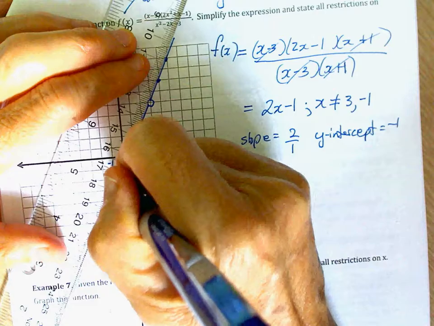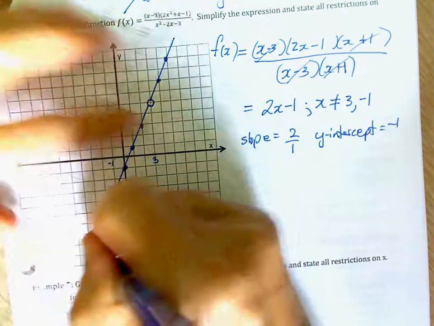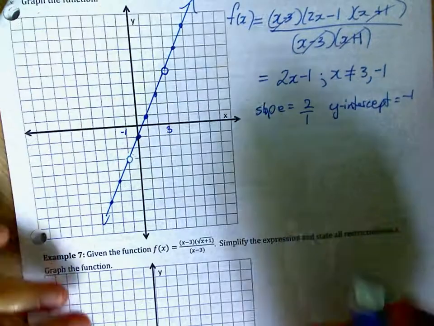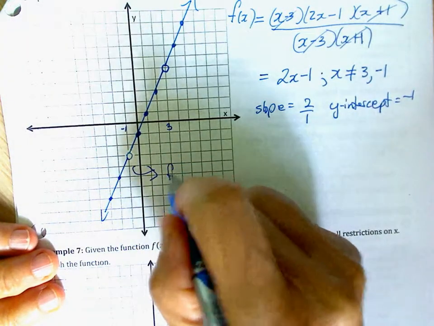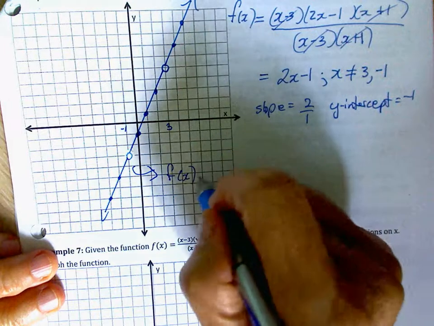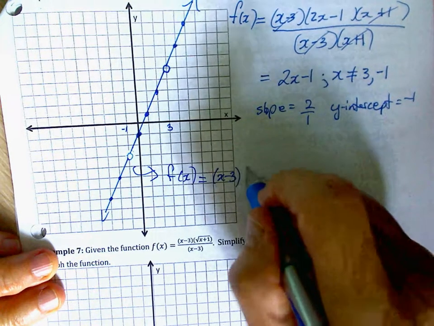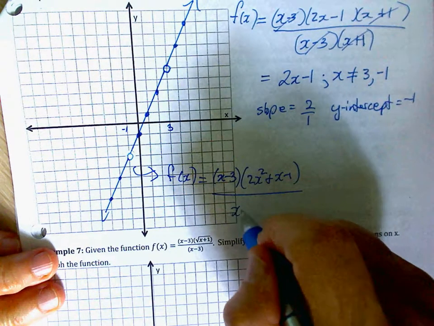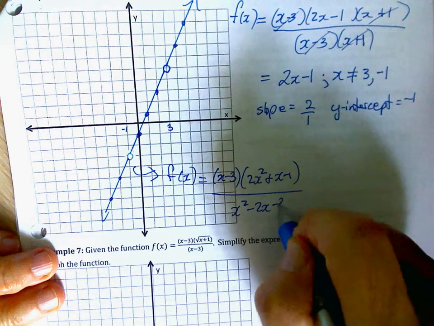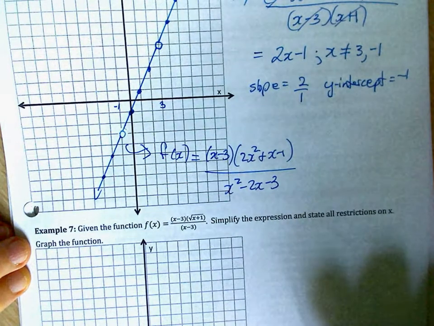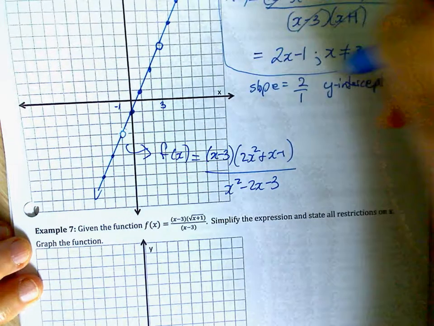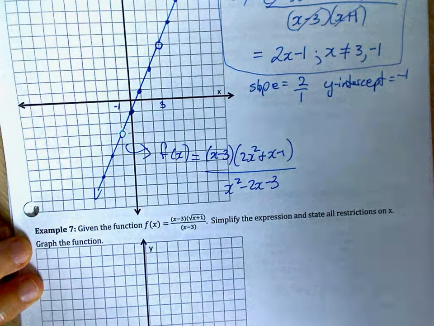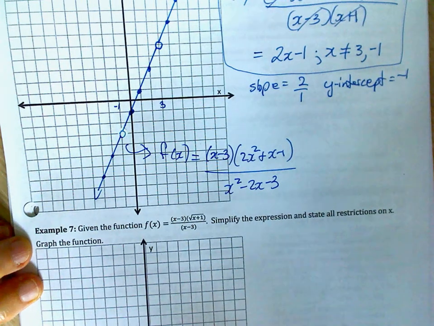So this is the graph of f of x equals x minus 3, 2x squared plus x minus 1. You should label your graphs. I forgot to do it on the other side, but so there's our answer. There's our graph. Is there anything I need to explain some more? Ooh, the next one's a humdinger.